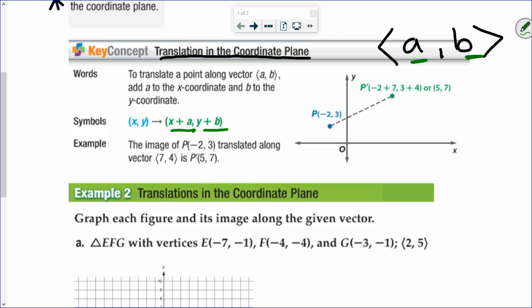You see an example of this here on your graph. The point P is at (-2, 3). We translated it along the vector <7, 4>. So we added 7 to the x value to get 5, and we added 4 to the y value to get 7. That was our point P prime, (5, 7).